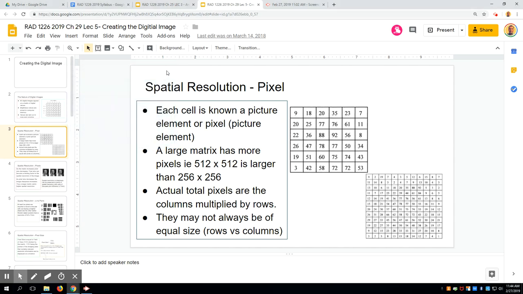Okay, so that's your first question out of the way. If you're asked how many pixels are on this matrix, you need to know what the matrix size is, and then you'll be able to know how many actual pixels there are.